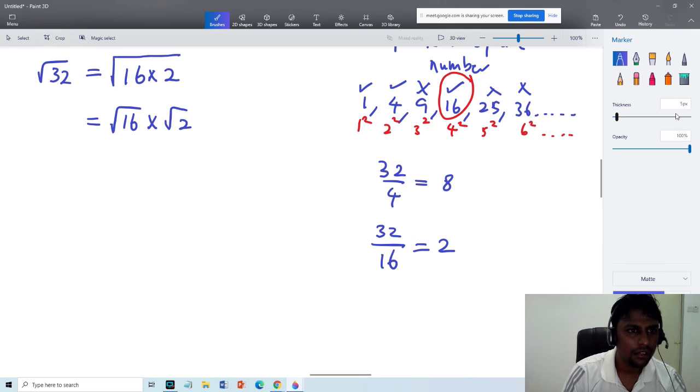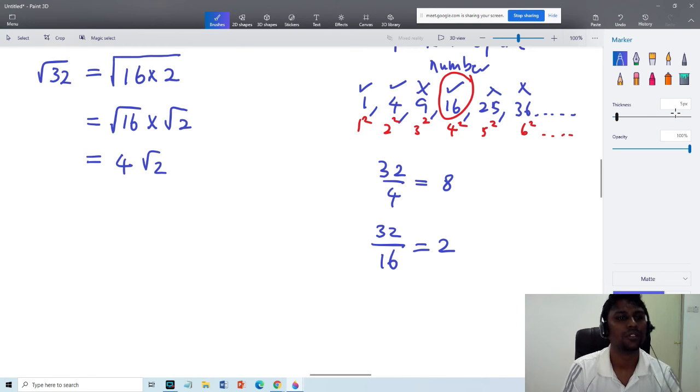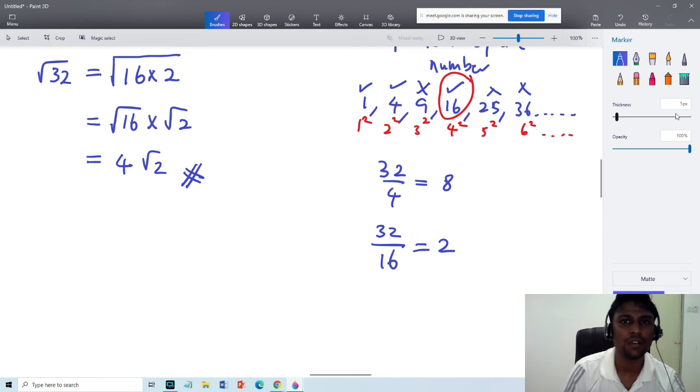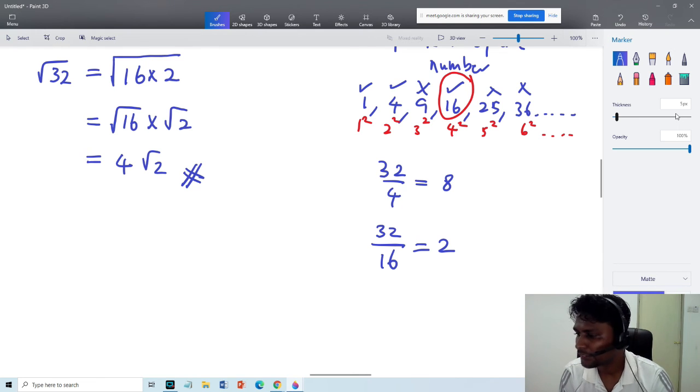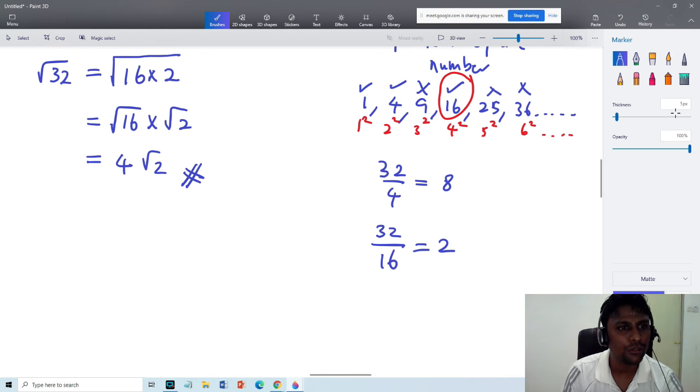Okay, now the square root of 16, you'll get what? The square root of 16 you'll get 4. So 4 square root 2. We already found the answer. This is what we call the simplest form, or simplify in the surd form. So we already converted the square root of 32 into its simplest form, which means we can also write that as 4 square root 2.